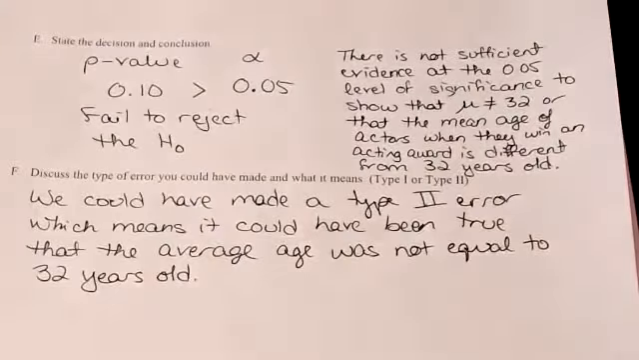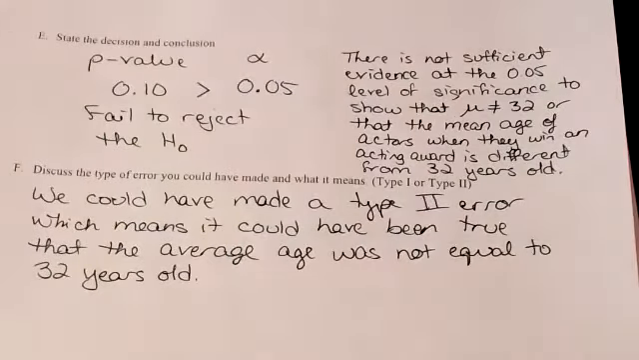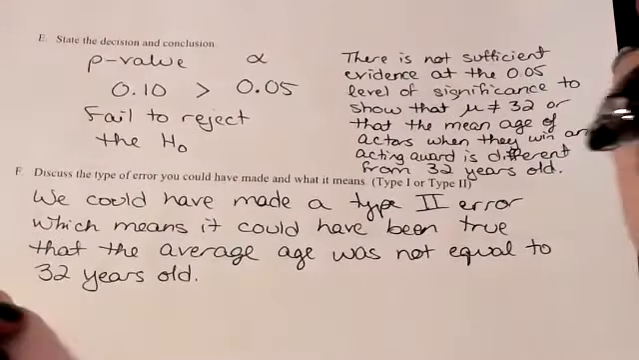Because remember, we failed to reject the null. So because we failed to reject the null, we could have made a type 2 error, which means it could have been true that the average age was not equal to 32 years old. Perfect. Let's go ahead and turn the page.